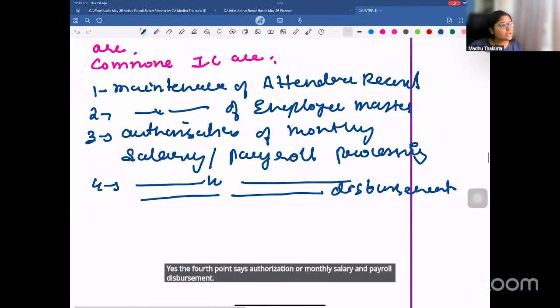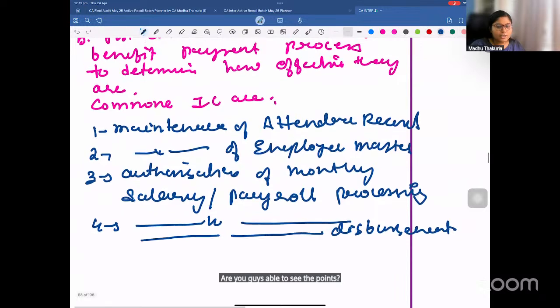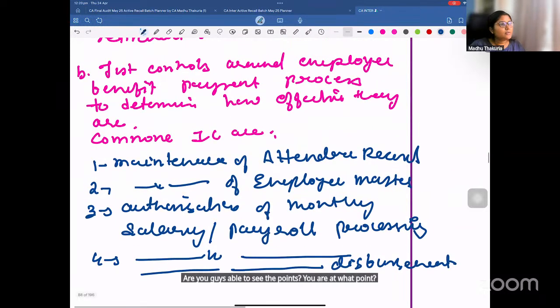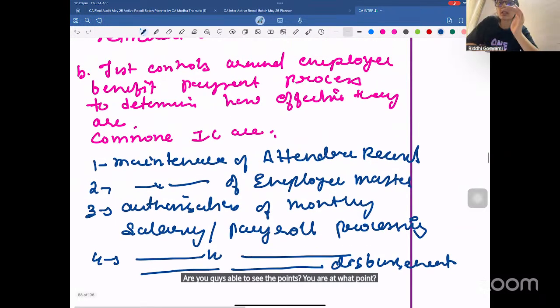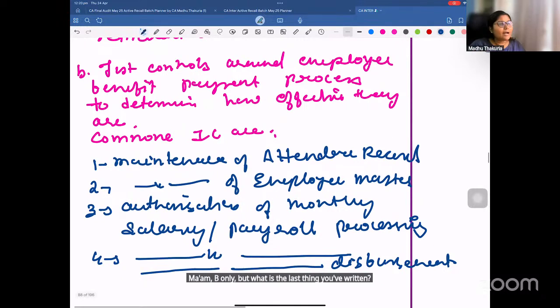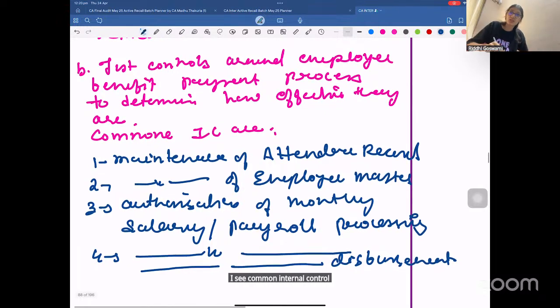Are you guys able to see the points? Riddhi, you are at what point? Ma'am, B only, but what is the last pink thing you've written? IC, common internal control. Common. Yeah, common.